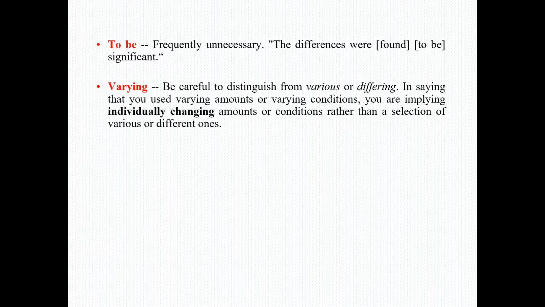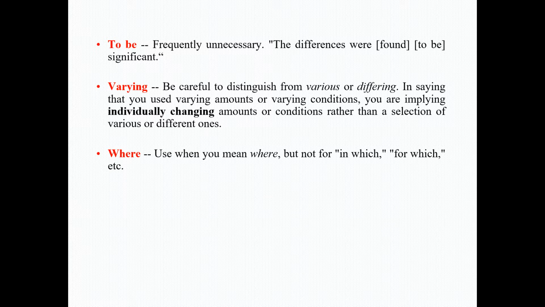To be is frequently unnecessary: the differences were found to be significant. Varying: be careful to distinguish from various or differing. In saying that you use varying amounts or varying conditions, you are implying individually changing amounts or conditions rather than selections of various or different ones.